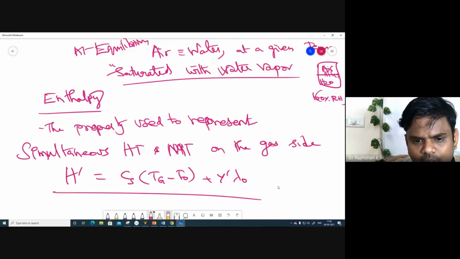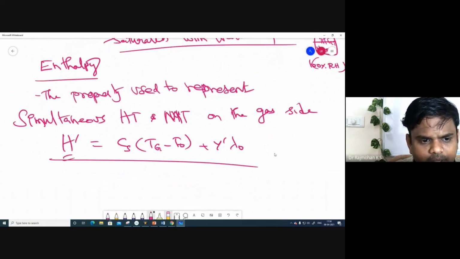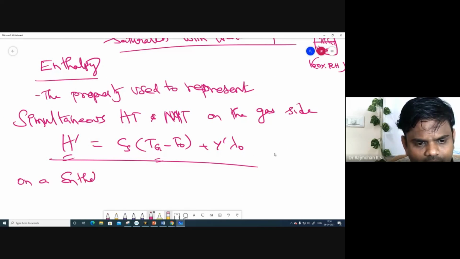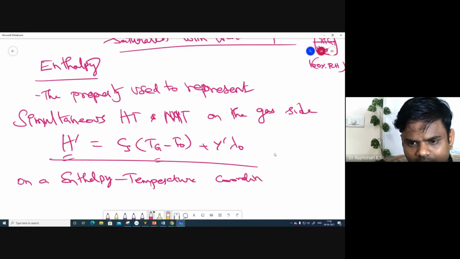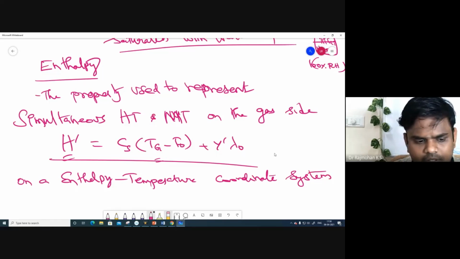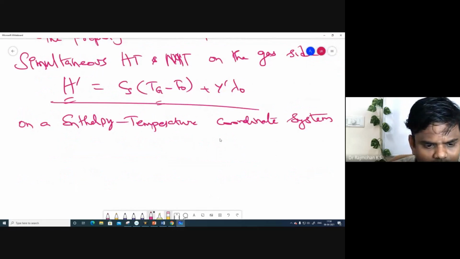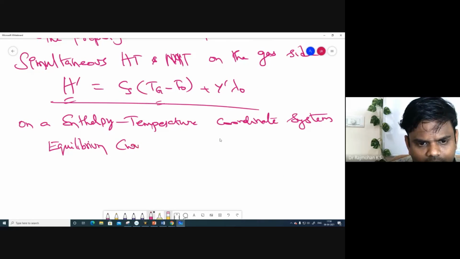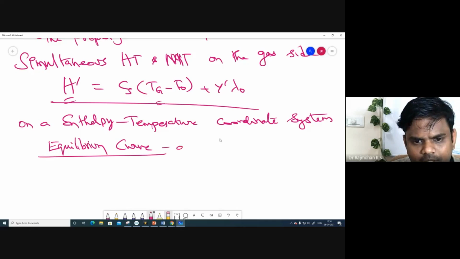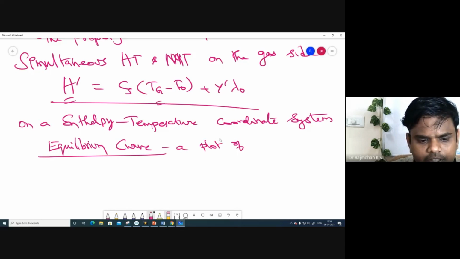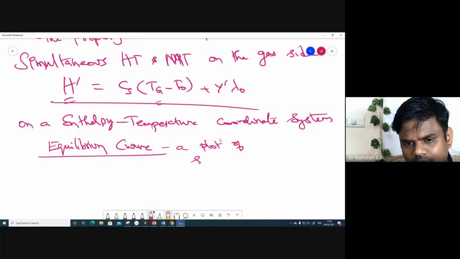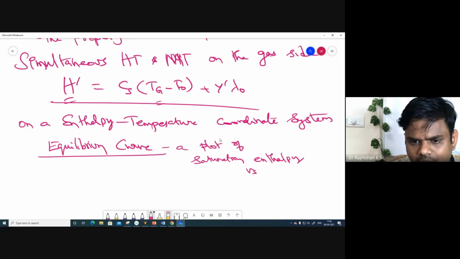So that's why we want to represent enthalpy versus temperature. So you have enthalpy and we have temperature, right? So on an enthalpy-temperature coordinate system, the equilibrium curve. What is the equilibrium curve? It is a plot of saturation enthalpy versus liquid temperature.